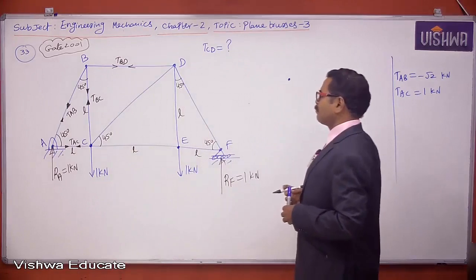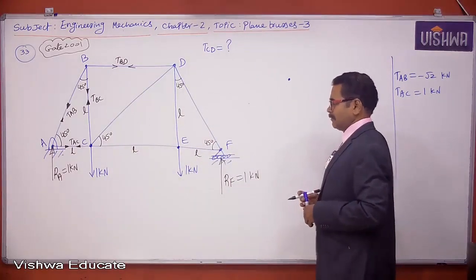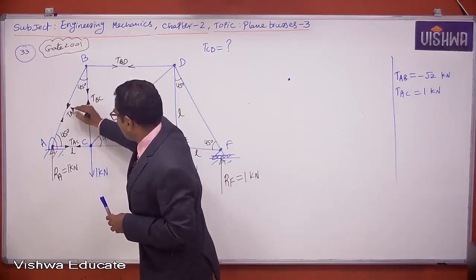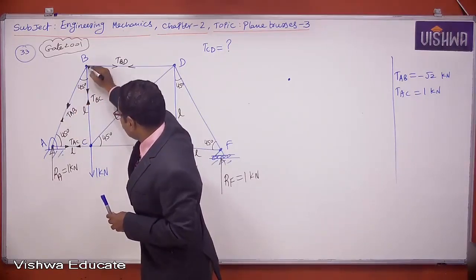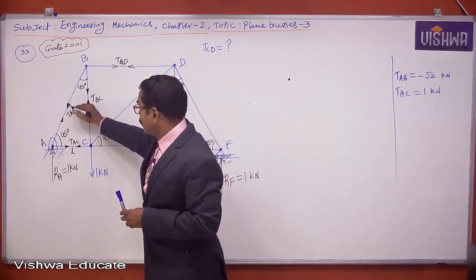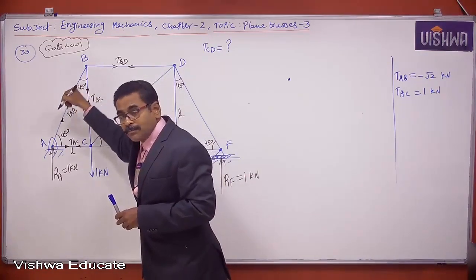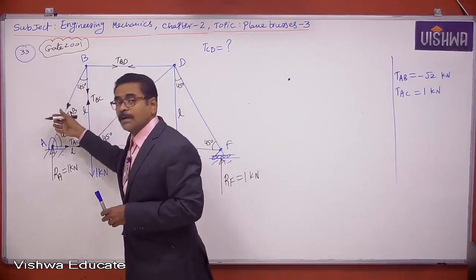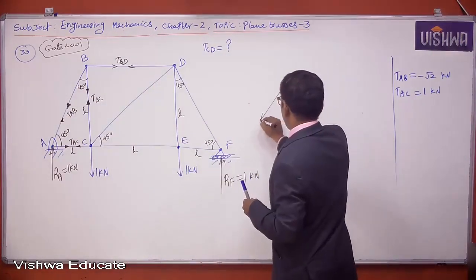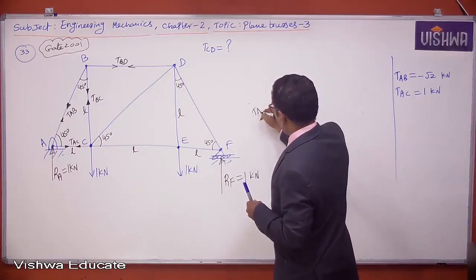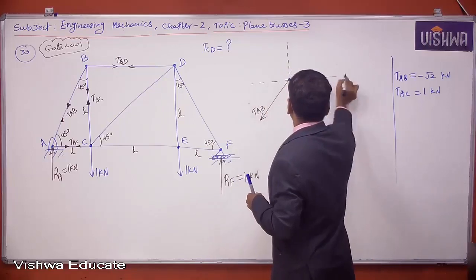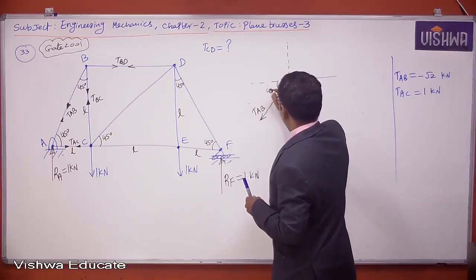Now, with respect to B, what is the direction of TAB? This is joint B. I am talking about TAB. What is the nearest arrow to B? There are two arrows here. This arrow is near to B. Is this arrow directed downwards or upwards? Directed downwards. So you draw this vector. This is TAB. So this angle will be 45 degrees, right?